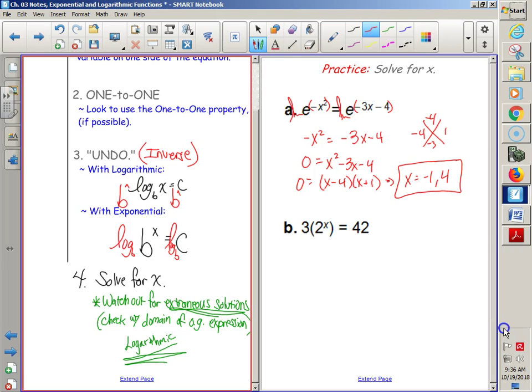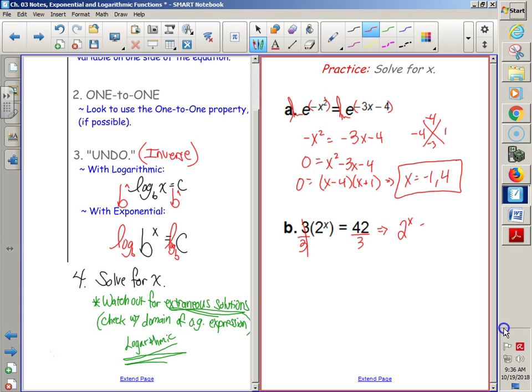All right, letter B. Go straight to one to one? Nope. Go straight to inverse? Nope. What's the very, very, very first thing you should do? Divide by 3. Get the exponential alone. You can isolate them just a little bit. And what happens when you isolate them just a little bit? 2 to the x equals, 3 goes into 4 one time, 3 goes into 12 4 times.